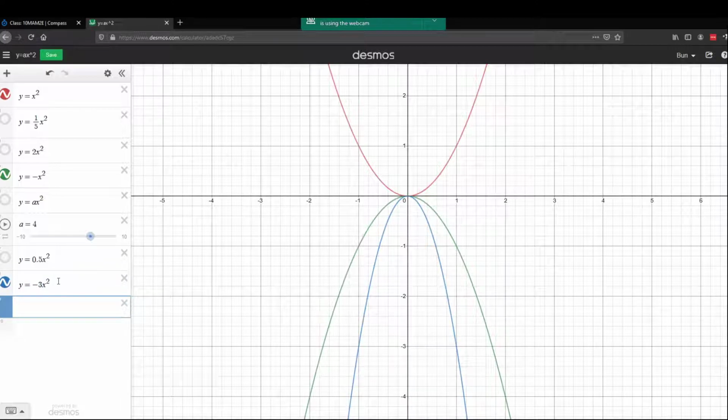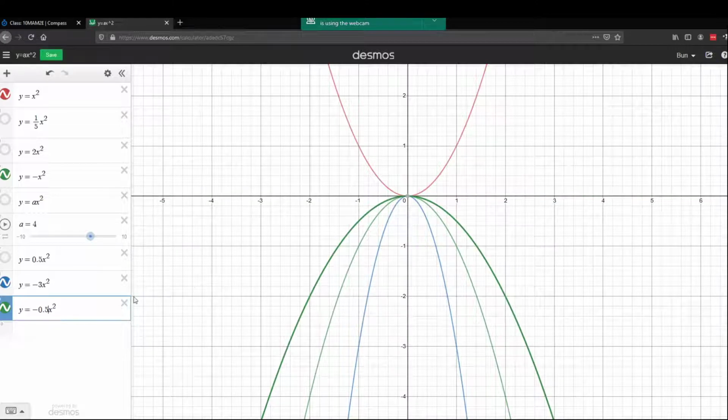If I copy and paste that in the next line and change 3 to 0.5, you can see that it makes it a bit wider. So between 0 and 1 it makes the graph wider, and anything greater than 1 will make the graph narrower. Hopefully that makes sense.